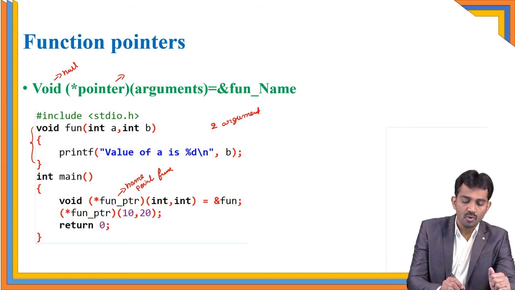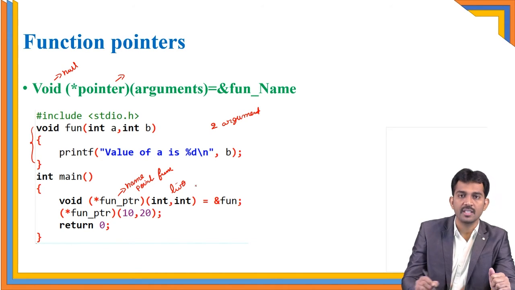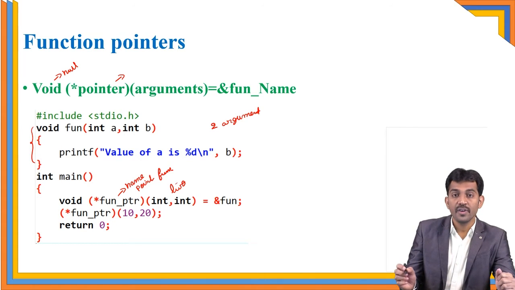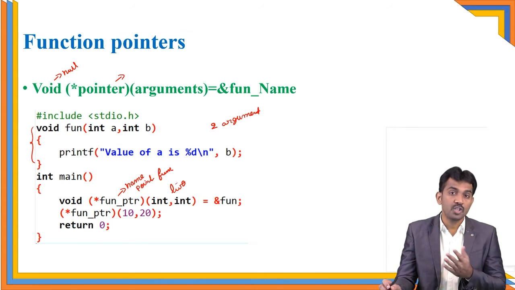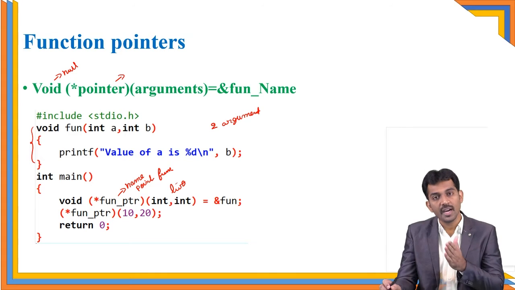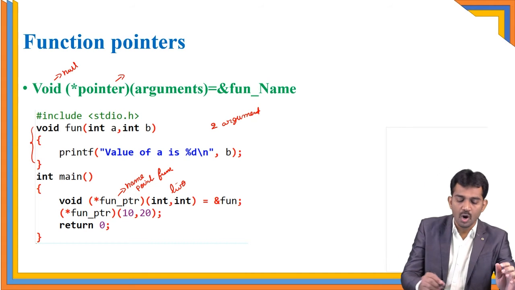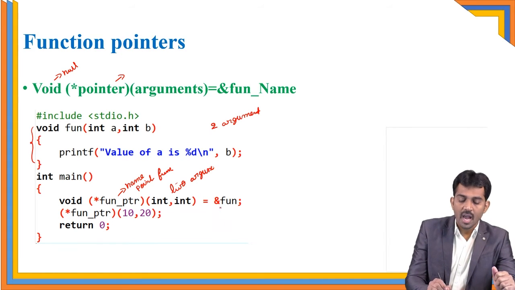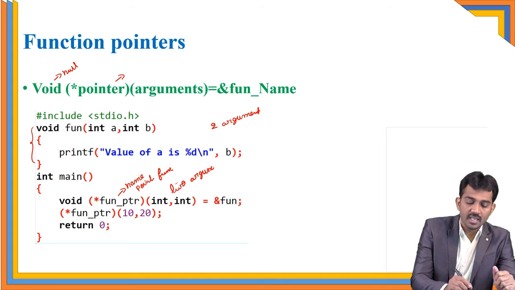Just use the brackets. And next, how many arguments are you going to pass? Two arguments, that is why I use two integers. For example, if I'm going to use three arguments, it means int, comma, int, comma, int. For example, if I'm going to use one integer and one float, it means int, comma, float. So how many arguments are we going to pass? Two arguments, that is why I use two arguments here. After this, ampersand of fun means the address of this function I'm going to assign here.